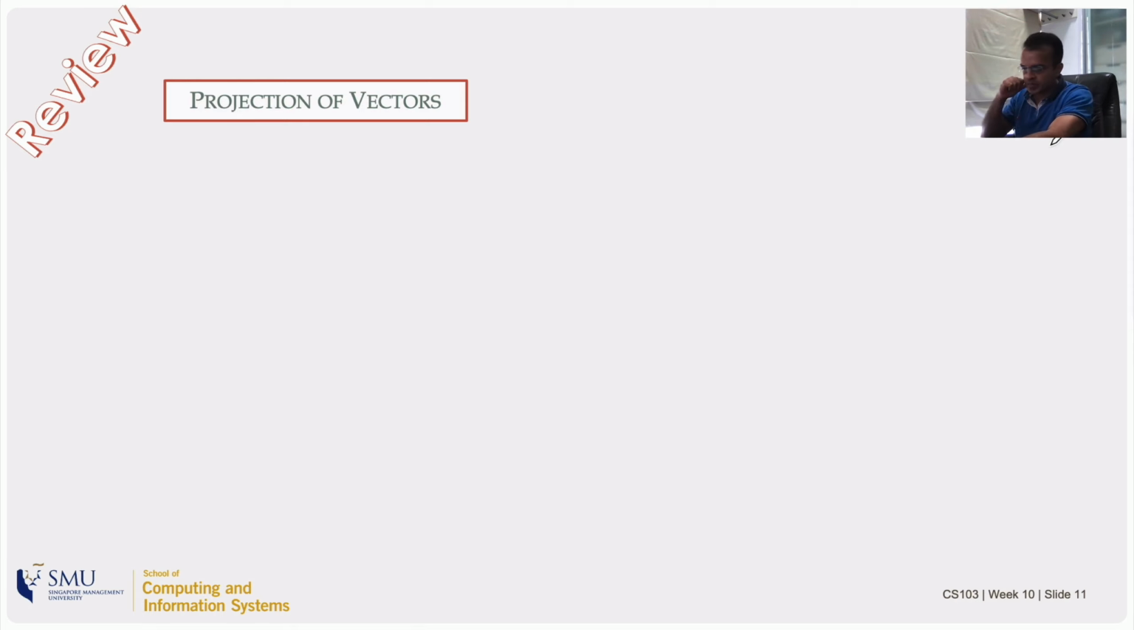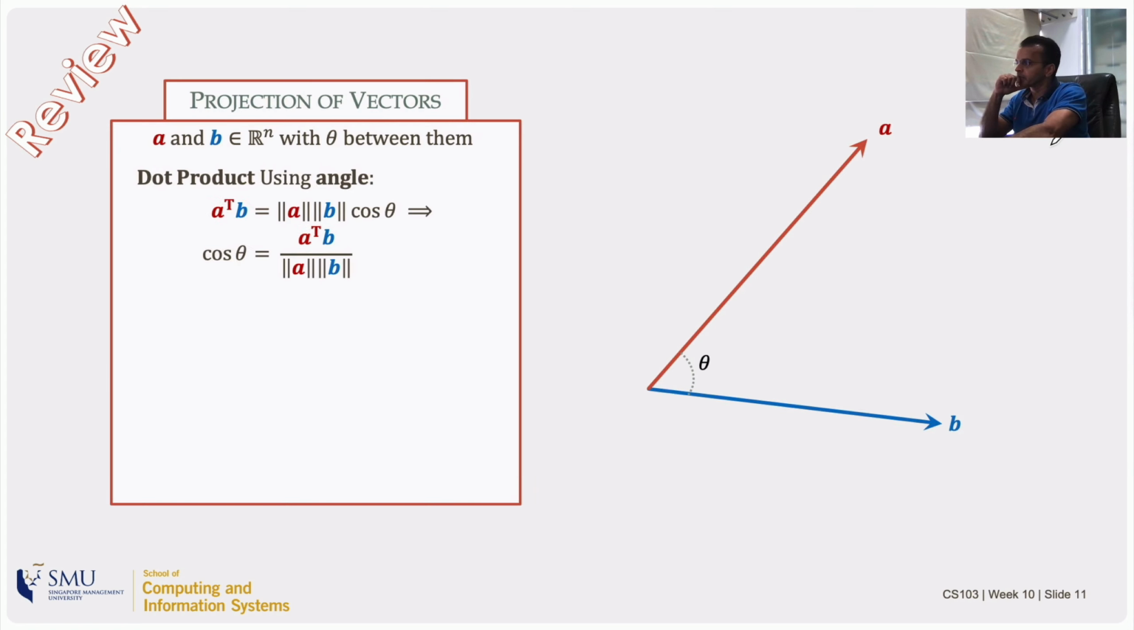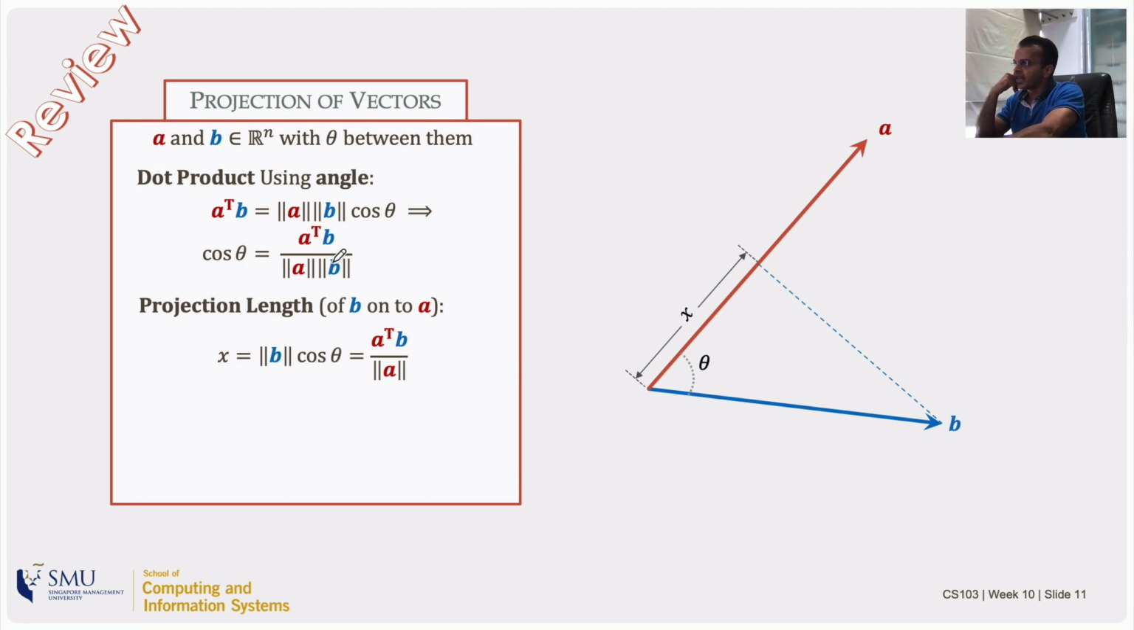While doing Gram-Schmidt, we did it this way. We had two vectors, A and B, with an angle theta between them. We know the dot product in terms of the cosine of the angle between them: the norm of A times the norm of B times the cosine of the angle. And then we know what the cosine of the angle is: take the dot product and divide by the norms. If we want to know the projection, all we need to know is the length, as I show you here, the length x. And then you multiply by the direction A, and you get the projection vector.